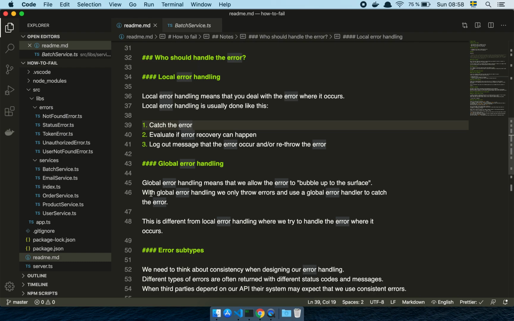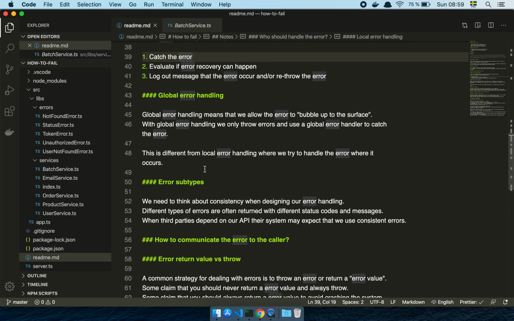So one pattern that I really like is to have a global error handling system, and this is pretty much the opposite of doing local. You basically allow the error to bubble up to the surface, as we call it. That basically means you're going to throw the error and catch it at the latest possible stage. Now let's look at an example of how that looks.